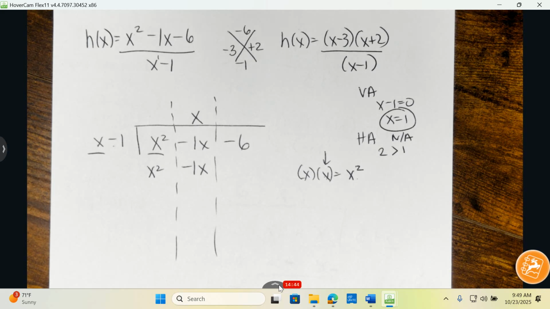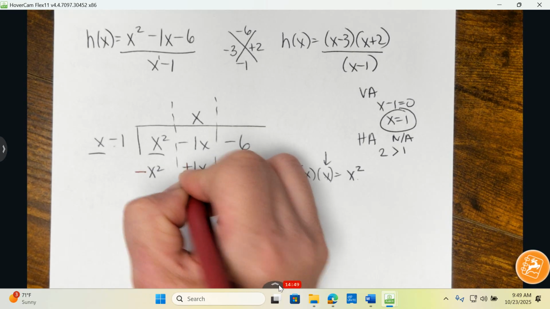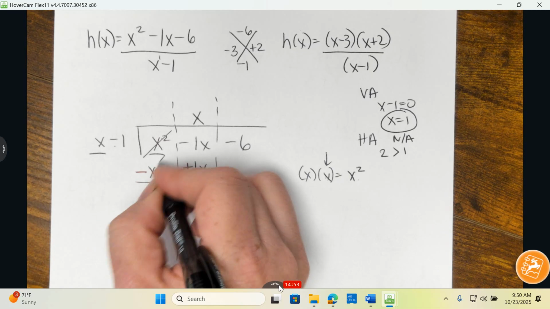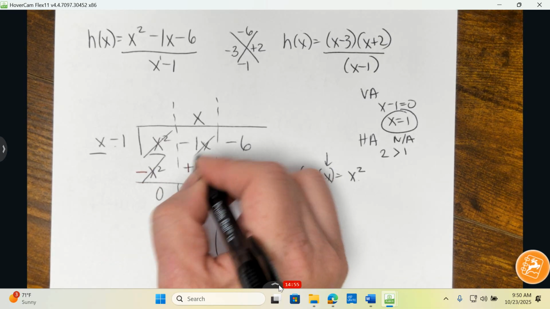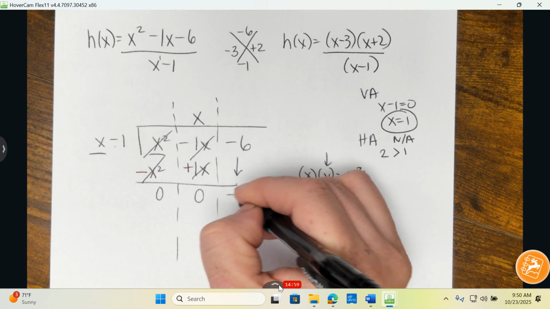Okay, so I've done step 1 and step 2. Step 3 says change the sign on the second row. Change and change. And then step 4 says combine. Well, these are additive inverses. They cancel out. These are additive inverses. They cancel out. So I'm left with 0, and the last step says bring down the next number.